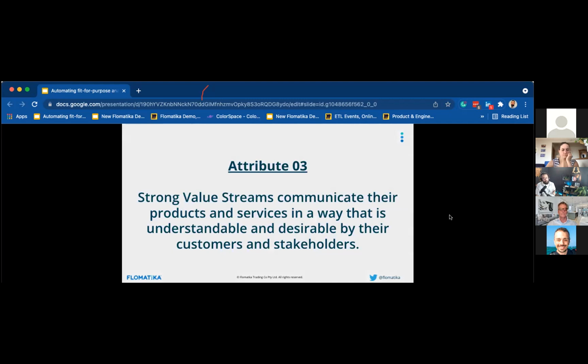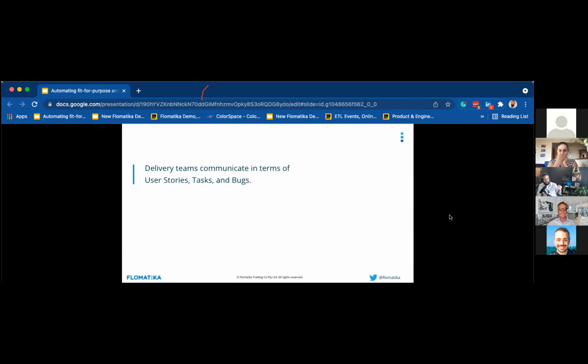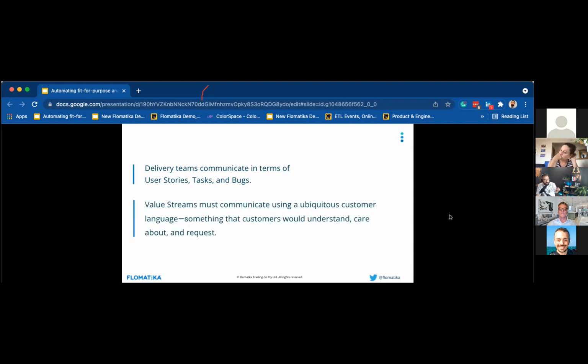All right, attribute 3 of 4. Strong value streams communicate the products and services in a way that's understandable and desirable by customers and stakeholders, right? So delivery teams usually communicate in terms of user stories, tasks, bugs, epics, and so on. But at a value stream level, they must communicate using a ubiquitous customer language, something that the customer would understand, care about, and request. So it's really common for teams to keep using the demand types that are relevant for them as delivery teams, delivery ecosystems, not using customer language.